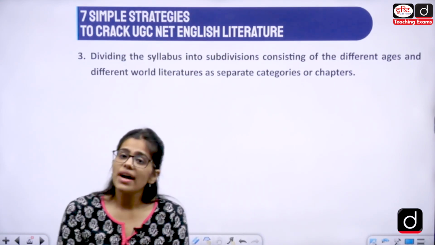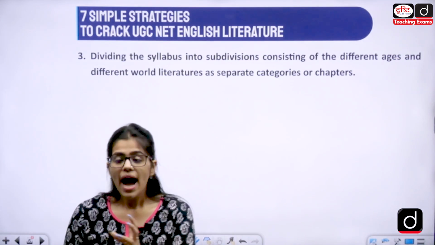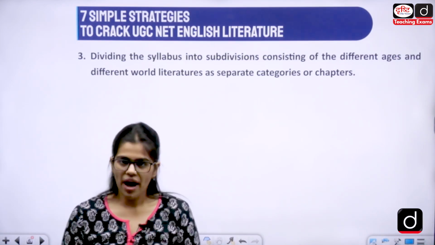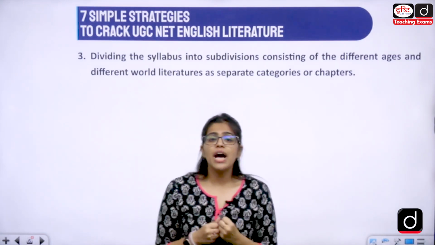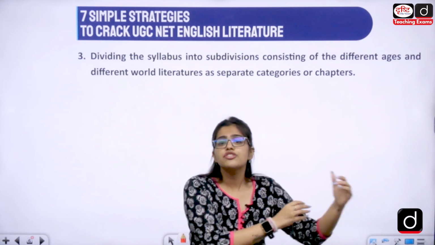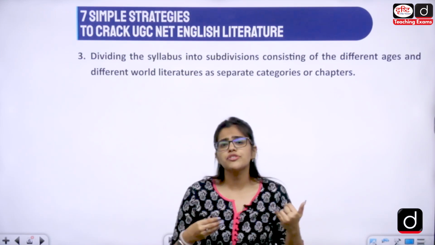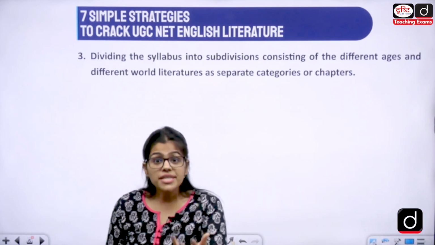But what is advisable is to further subdivide it into smaller chunks and to pick each chunk according to the command that you have. So you should have smaller chunks like British literature. You should have chunks like American literature. Then you have other world literatures also, like Nigerian literature, French literature, or say Indian literature.